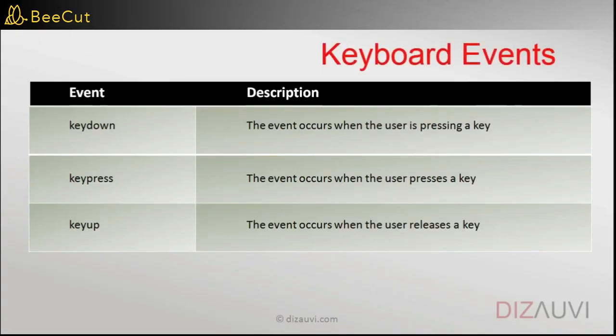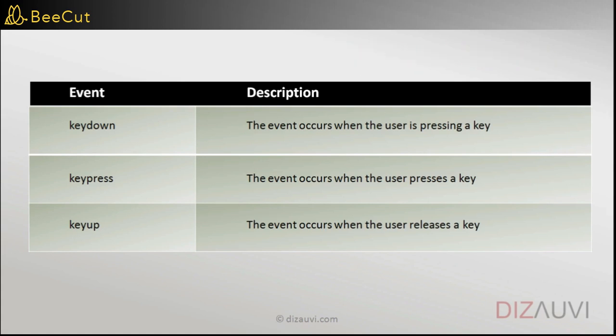Let's get to the keyboard events. There are 3 keyboard events shown here: keydown, keypress, and keyup events. Basically, when you press any key on the keyboard, a keydown event is fired. And when the key is released, then a keyup event is fired. Now, what is this keypress? Isn't it the same as keydown?